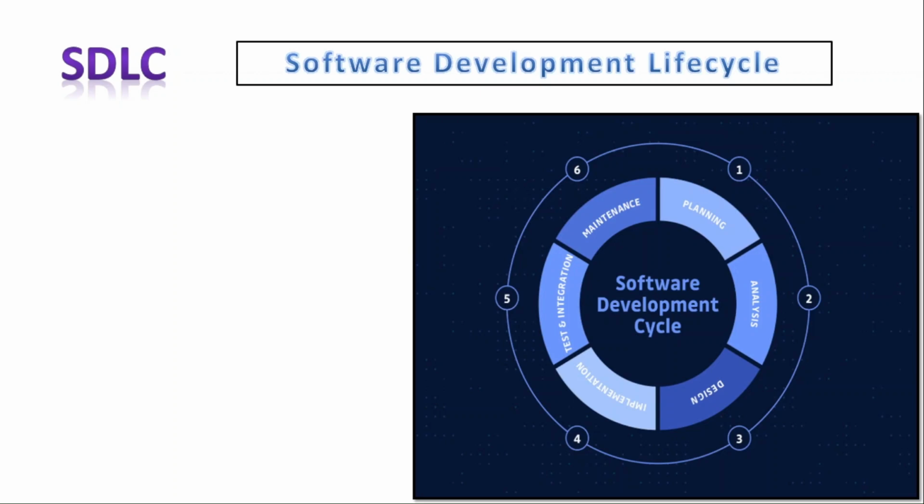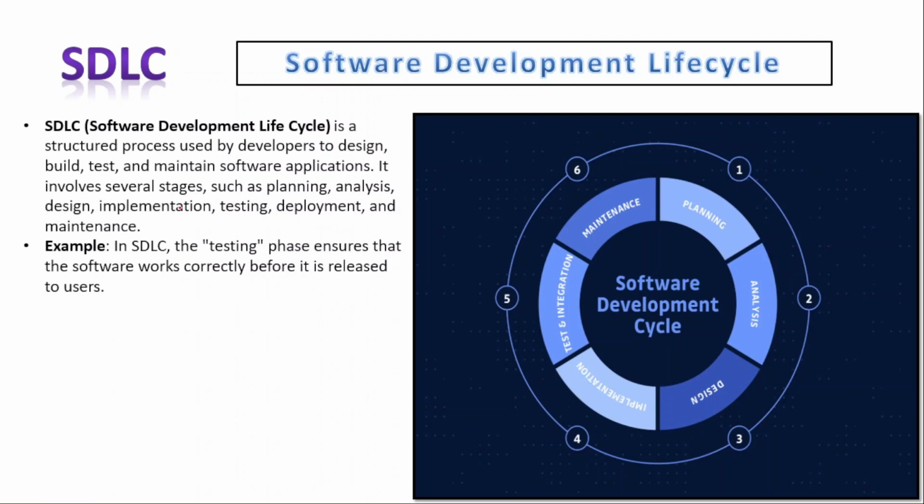SDLC, that is Software Development Life Cycle. So SDLC or Software Development Life Cycle is a structured process used by developers to design, build, test, and maintain software applications. It involves several stages such as planning, analysis, design, implementation, testing, deployment, and maintenance. Example, in SDLC, the testing phase ensures that the software works correctly before it is released to users.